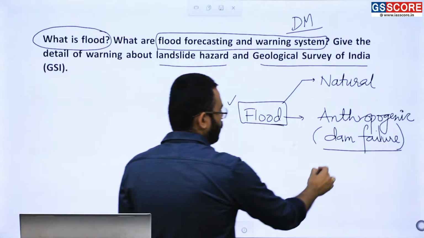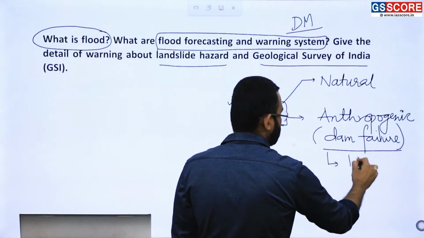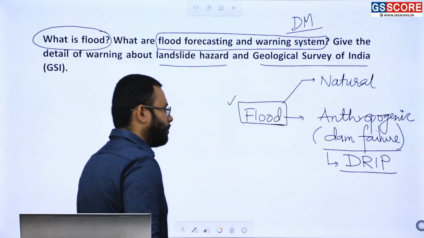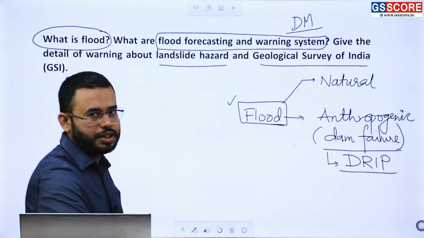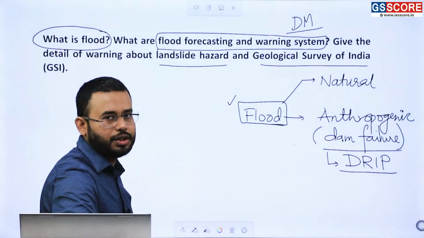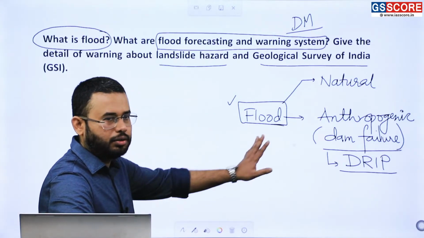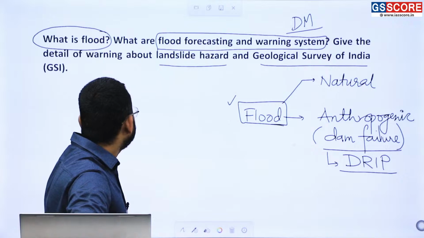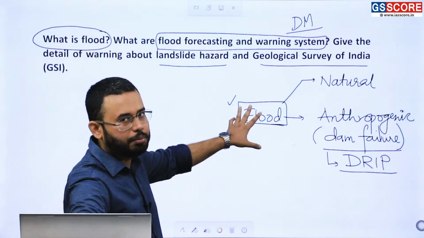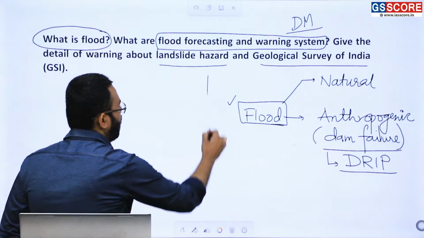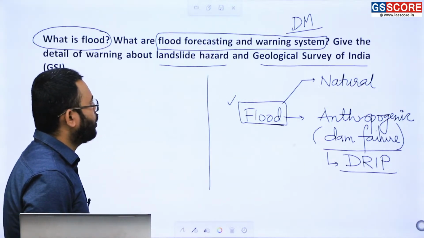Here you can talk about management of old dams through the DRIP initiative, which is in collaboration with the World Bank. So dam rehabilitation and improvement program. So you can talk about that here. So after explaining what flood is and the examples and the types of flood, then they are asking you to talk about the forecasting and warning system.